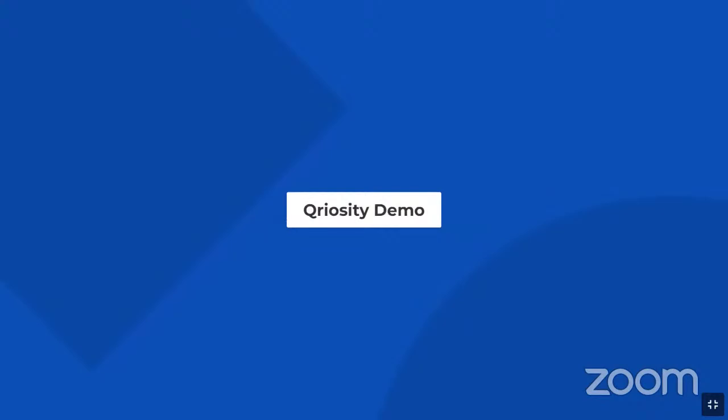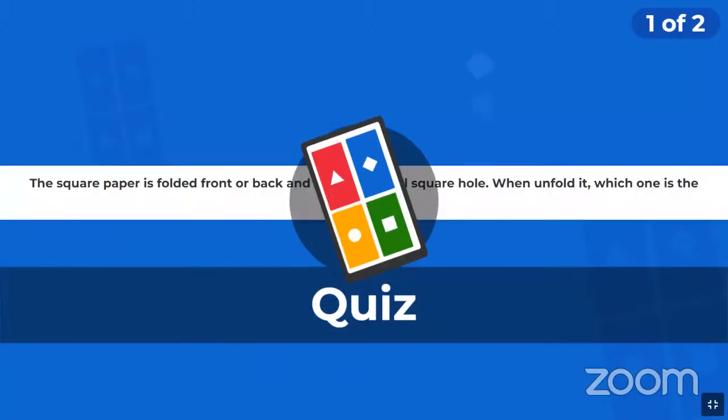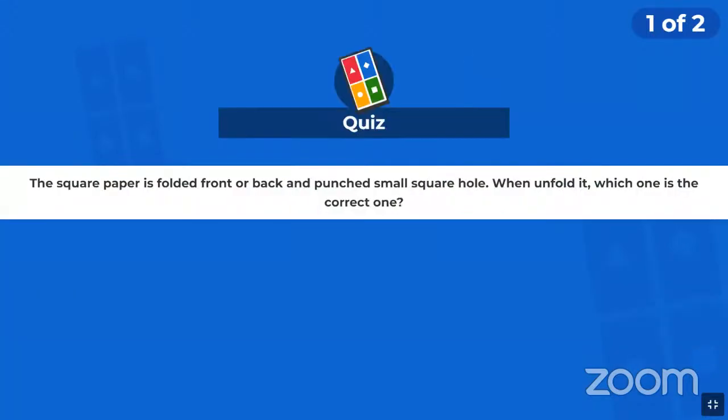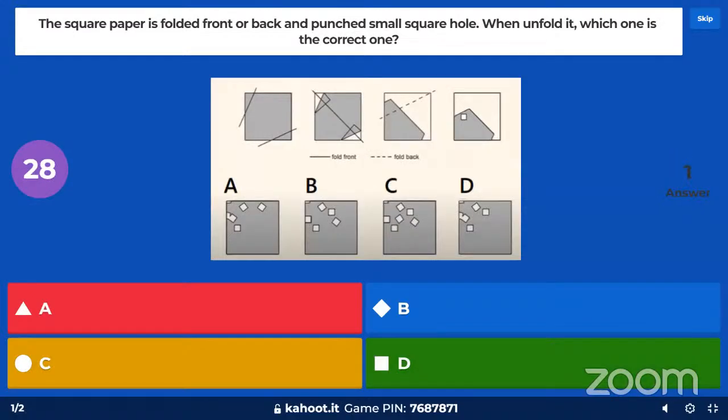You can see the name on the screen. The countdown begins. 3, 2, 1. And here is the question. This is how the question will be visible on the screen, and the options will also be visible in your Kahoot app or Kahoot website.